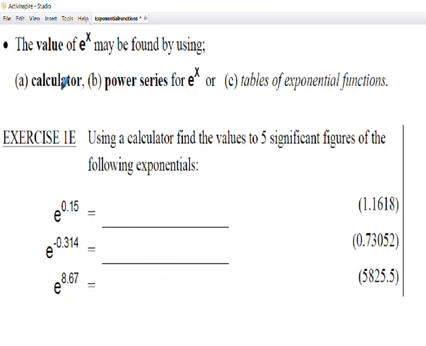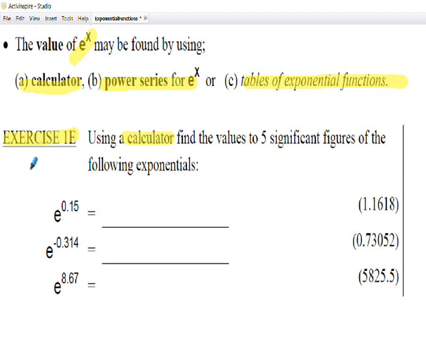The first thing I'd like to do is to get us familiar with using the e to the x function on the calculator. There are several ways of finding the e to the x values. We can use the calculator, a power series of e to the x, and even tables of exponential functions. But here I just want to use the calculator. So in exercise 1e, we're just going to use the calculator to find the following values.